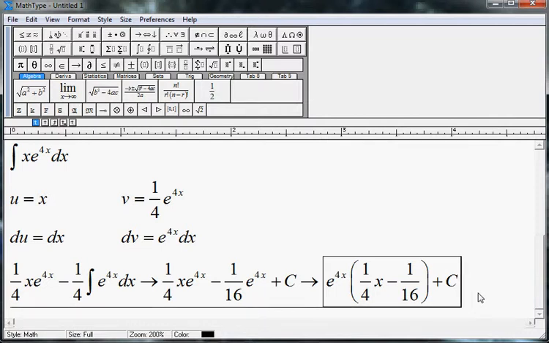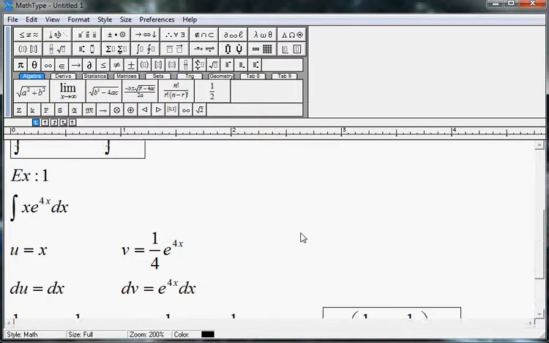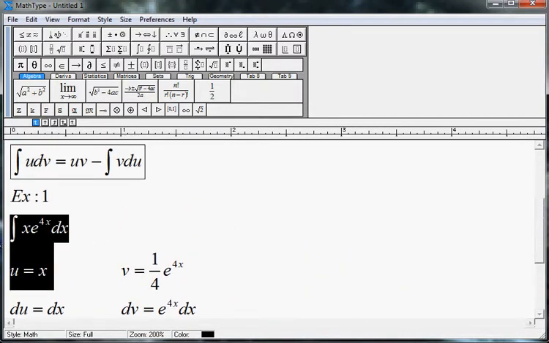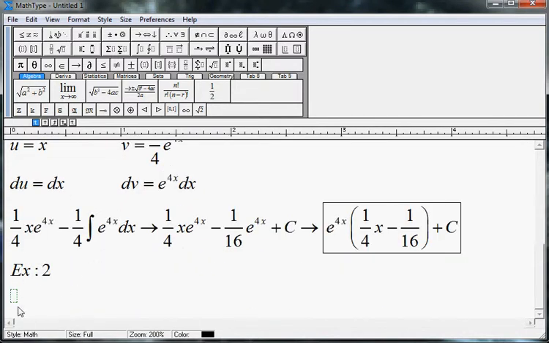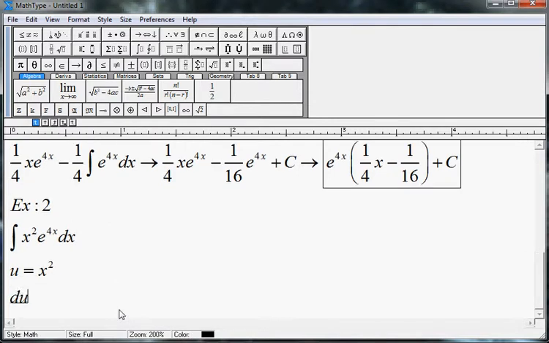Now, next example, example 2. Okay, so the next one is similar to this one, except it's x squared e to the 4x. Same thing. Pick a u that'll, quote unquote, go down. Now, it won't always be the case that it will do this, but sometimes it's not obvious which one you pick. Sometimes it really doesn't matter. In fact, all the times it doesn't matter.